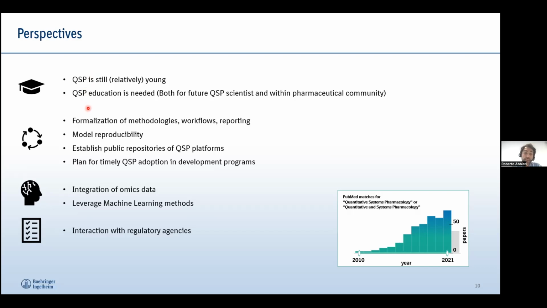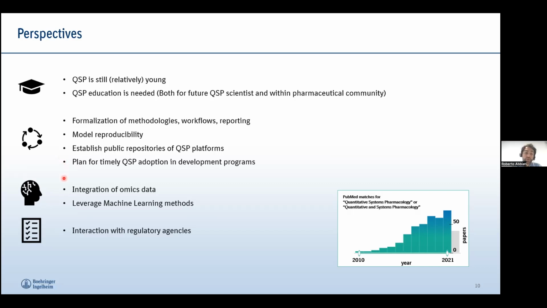There is also some work to do to formalize methodology and workflow for developing QSP models. Model reproducibility is important. There have been publications in the past showing that models that have been published, and for which code was available in the literature, were actually not reproducible. This has been a topic, and still is a topic, that the community is working on. It's important also to establish a repository for sharing knowledge and allowing colleagues to utilize models that have been previously developed, because after all, physiology and biology are unique.